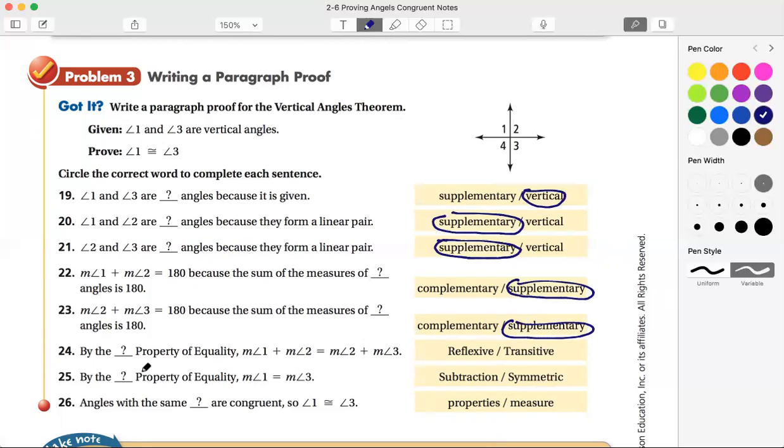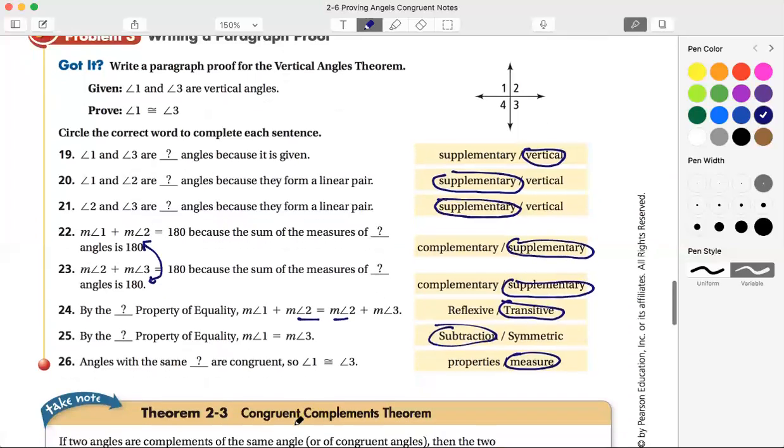By the blank property, see how they both equal 180? Then we can set these equal to one another. So this is the transitive property. By the blank property, so if I subtract 2 from both sides, so subtraction, 1 equals 3. So the angles with the same measure are congruent. So angle 1 is congruent to angle 3.